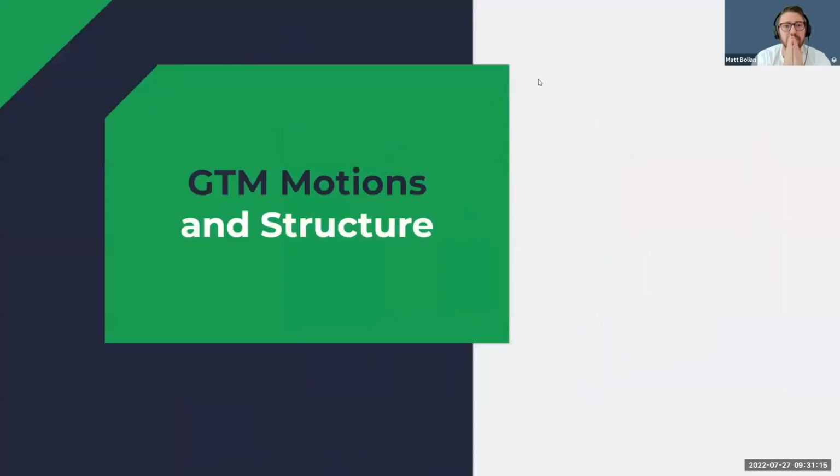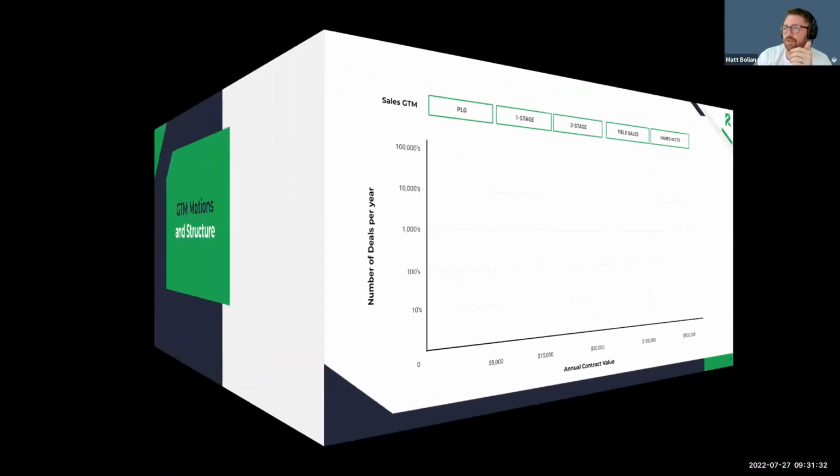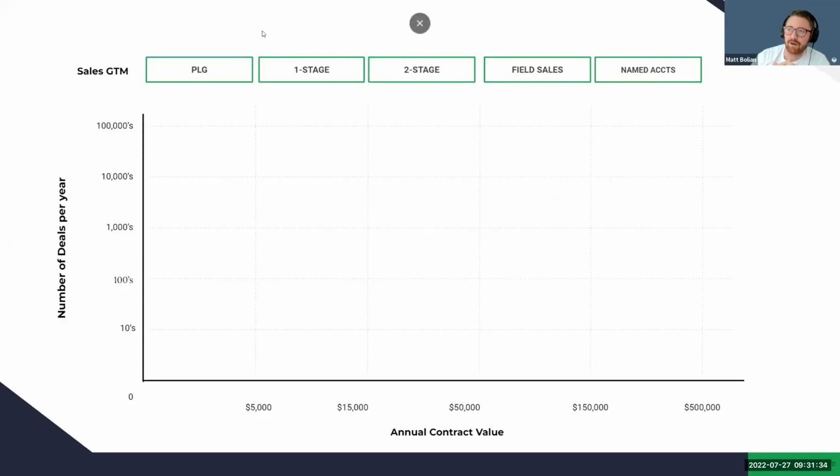Okay, so I just want to show you that's the sales side. We're going to go over marketing and CS, but I'm going to show you how those work. Now I'm going to show you how these fit. How do we visualize these and have a model that allows us to communicate and translate our business model into a go-to-market model? So what I've done on the top here is we have each one of the models we talked about: PLG, one stage, two stage, field sales, named accounts.